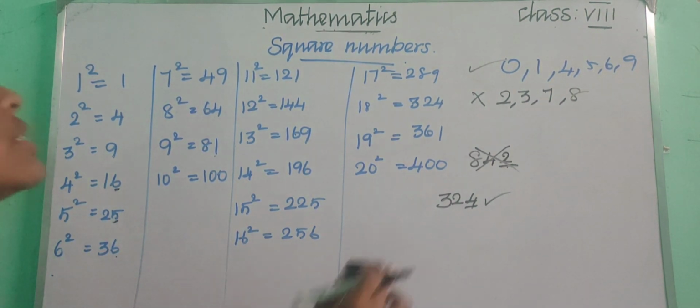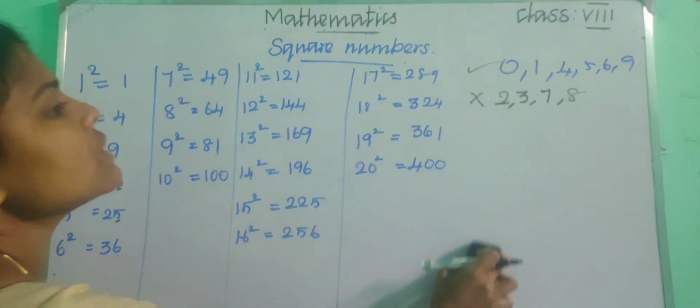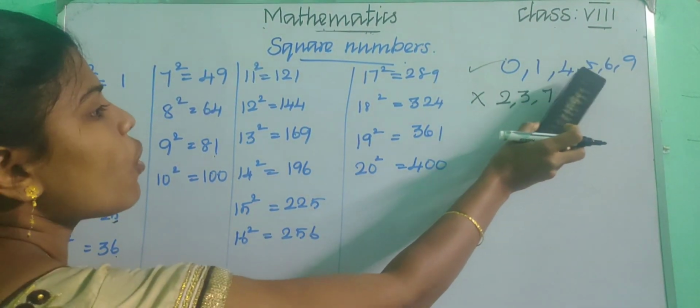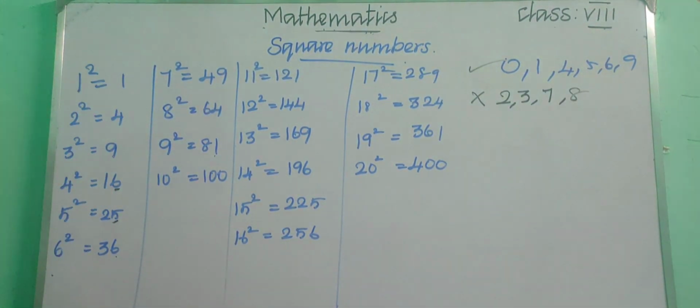So a square number ends with 0, 1, 4, 5, 6 and 9, but it does not end with 2, 3, 7, 8. Okay children, is it clear? Very easy, right?